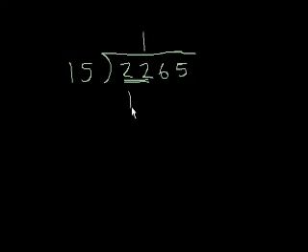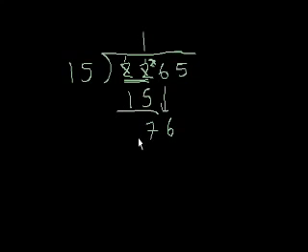1 times 15 is 15. Right? 22 minus 15, we could do the whole carrying thing. 12 minus 5 is 7. 1 minus 1 is 0. 22 minus 15 is 7. Bring down the 6. Okay, now how many times does 15 go into 76?